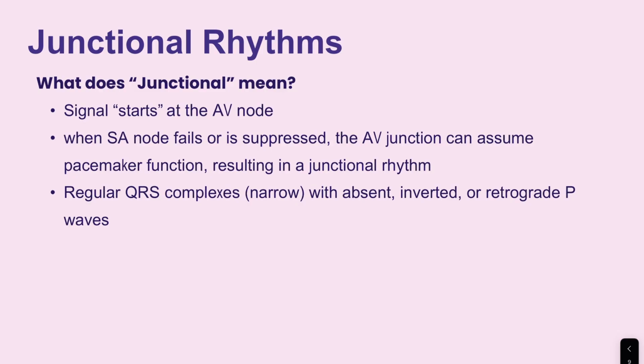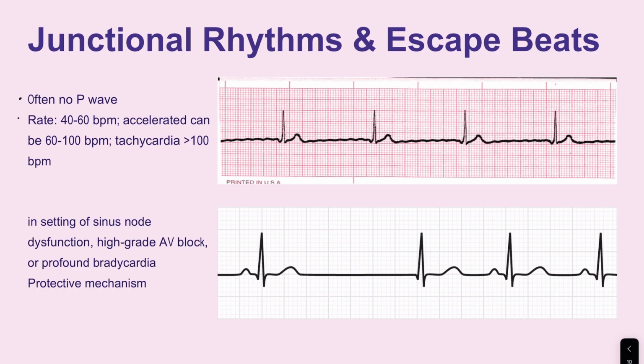Now, what does junctional mean? Junctional means it starts at the AV node. When the SA node is failing or it's suppressed, the AV node junction can assume pacemaker function, which results in a junctional rhythm. You've got a regular QRS complex, so it's going to be narrow, and absent, inverted, or retrograde P waves. And you'll see many directions. I think very commonly it's absent, or it'll be kind of morphed in with the QRS complex. So junctional rhythm, often we have no P wave. The rate is going to be 40 to 60 beats per minute. Accelerated, it can be 60 to 100, or if we have tachycardia, it's greater than 100.